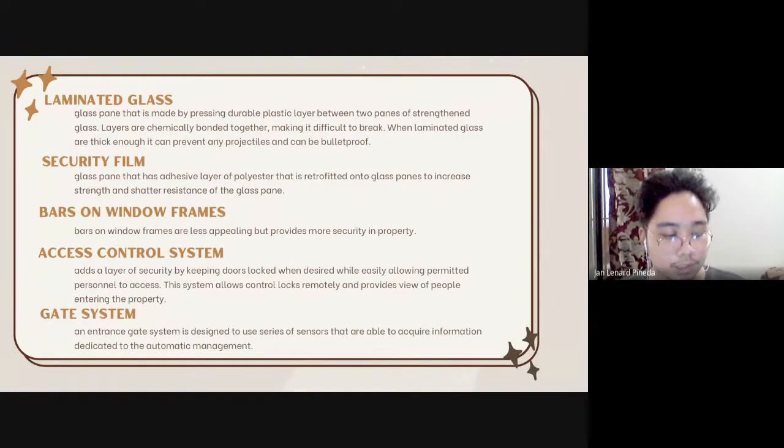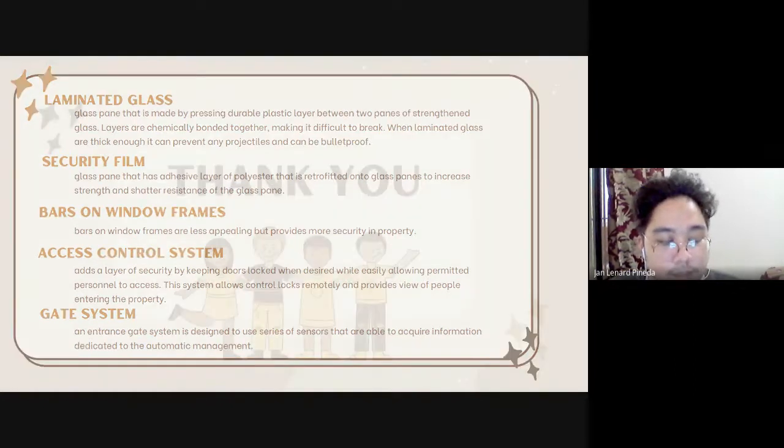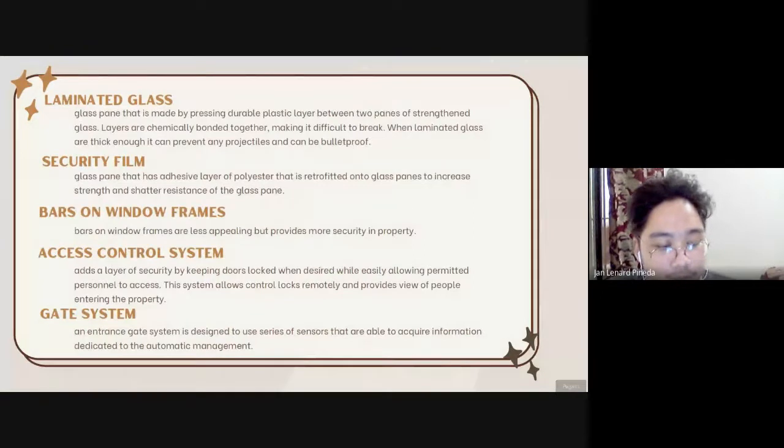This type of system is mostly used in organizations or companies that require monitoring of a huge or accessible area around the property. A gate system is an entrance gate system designed to use a series of sensors that are able to acquire information dedicated to automatic management. A gate system is a small one-way or two-way lane equipped with security cameras and other monitoring equipment that can acquire information such as the plate numbers of cars passing the scene.